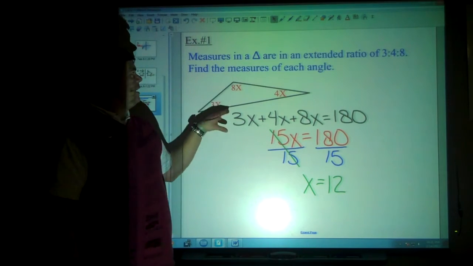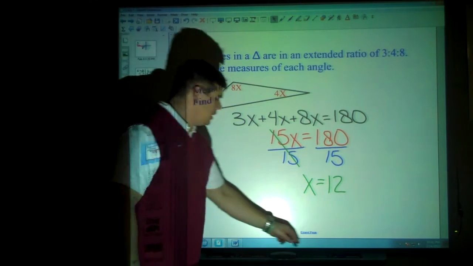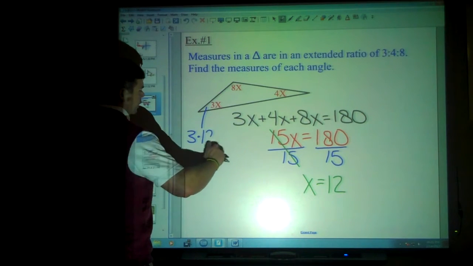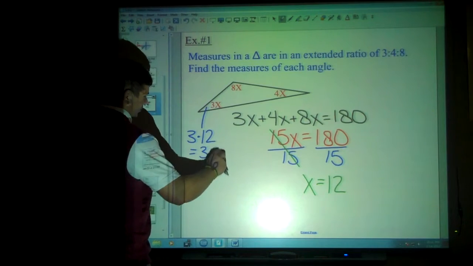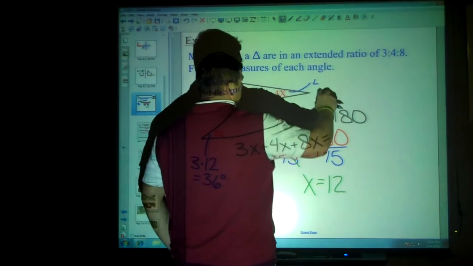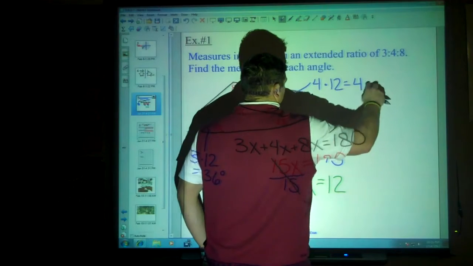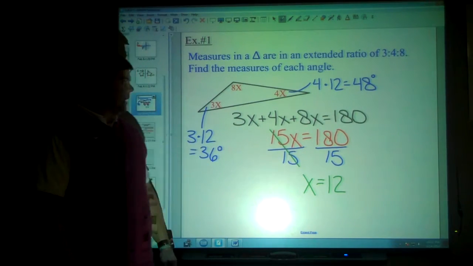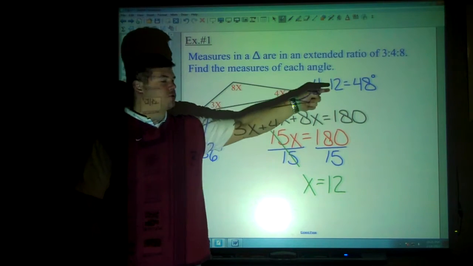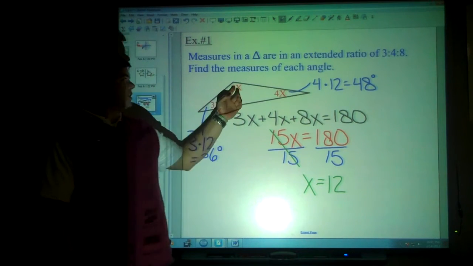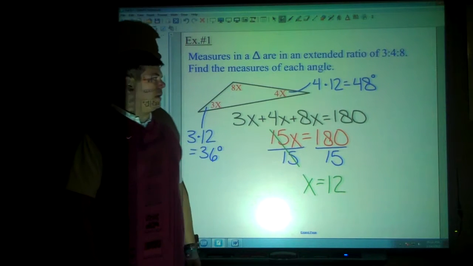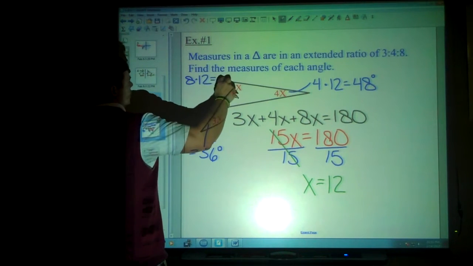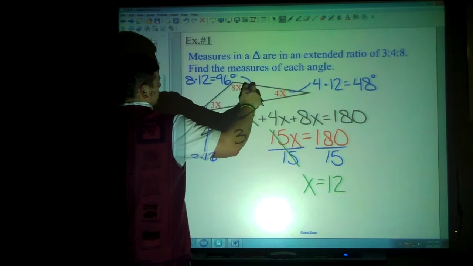Now that's not the measure of the angles. I need to find the measures of each angle. So this right here would be 3 times 12, which is 36 degrees. This would be 4 times 12, which is 48 degrees. And then I can either multiply 8 times the 12 and get my answer, or I could take these two and add them and subtract them from 180 to get the answer. Or I can say, well, 8 is twice as much as 4, so I can double that. It doesn't really matter. But either way, 8 times 12 is still going to equal 96 degrees.